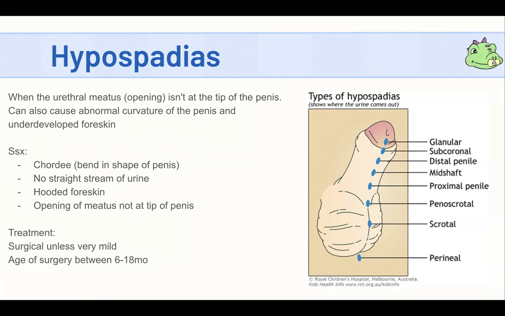There might not be a straight stream of urine. The foreskin might be a bit hooded, and then you might notice that the opening of the meatus is not at the tip of the penis. And then treatment is pretty much always surgical unless it's very mild. And the age of surgery, you do it between 6 to 18 months. I think that's pretty much all you need to know for this condition, really.